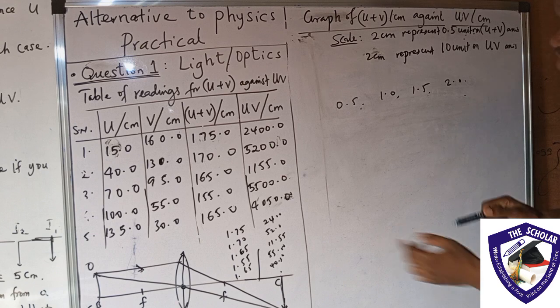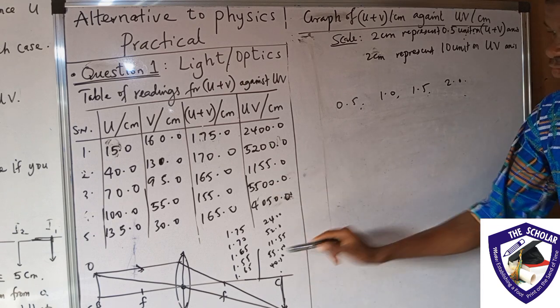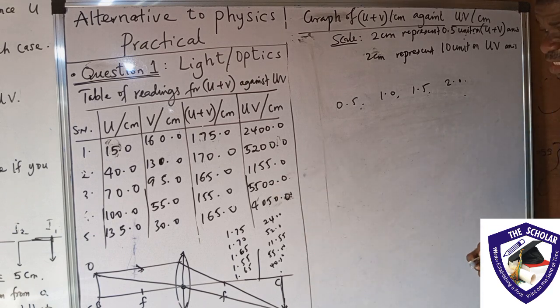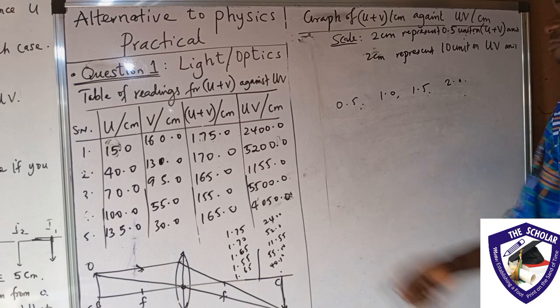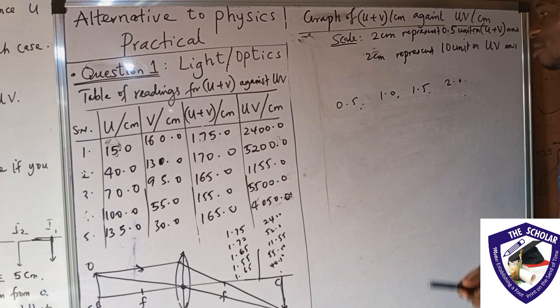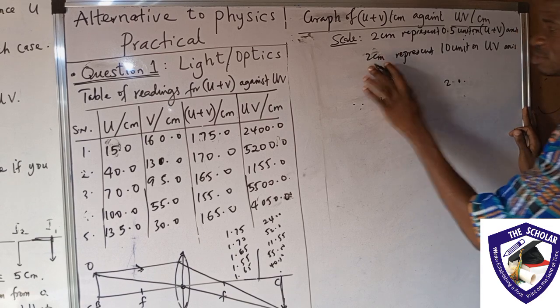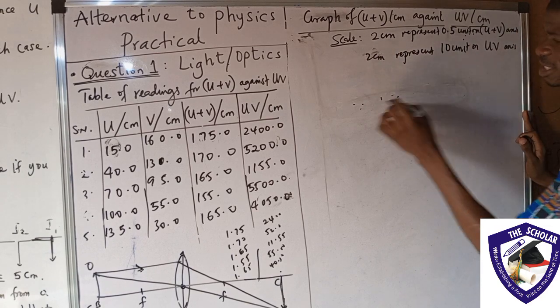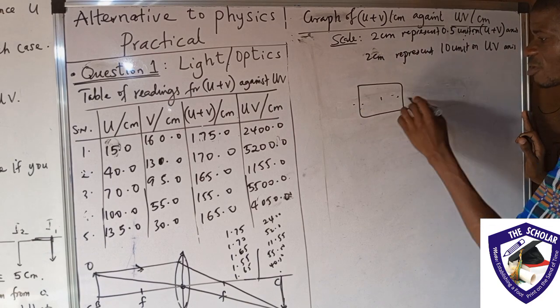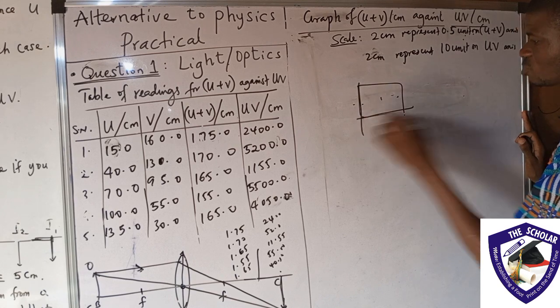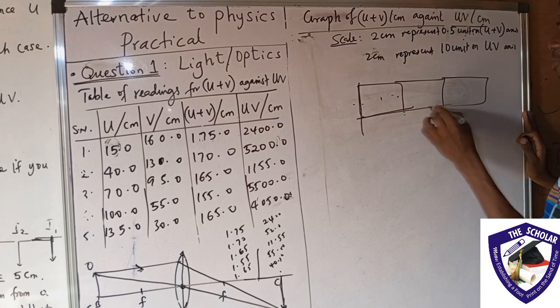Then on the horizontal axis, the maximum here is 55, which is approximately 60, and the lowest is 11. So you can still use a scale of 10. You can say 2 centimeters represent 10 units. It means that each box that you have on your graph, let's say this is our box here.